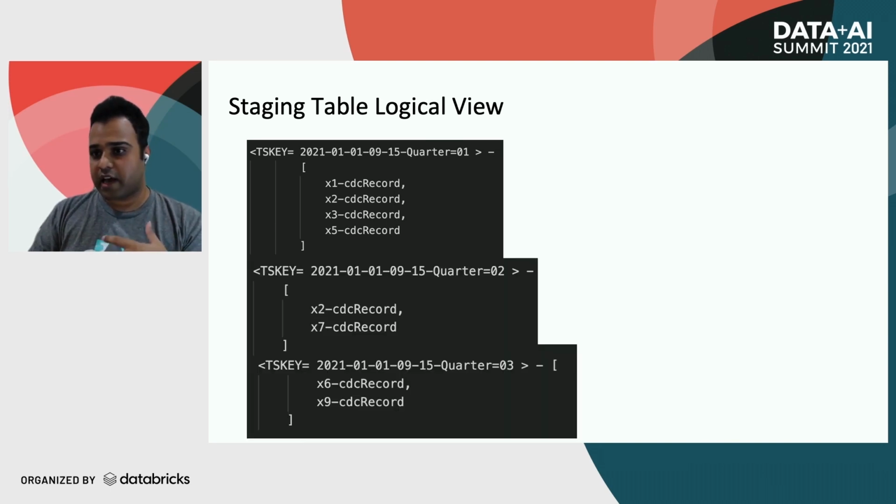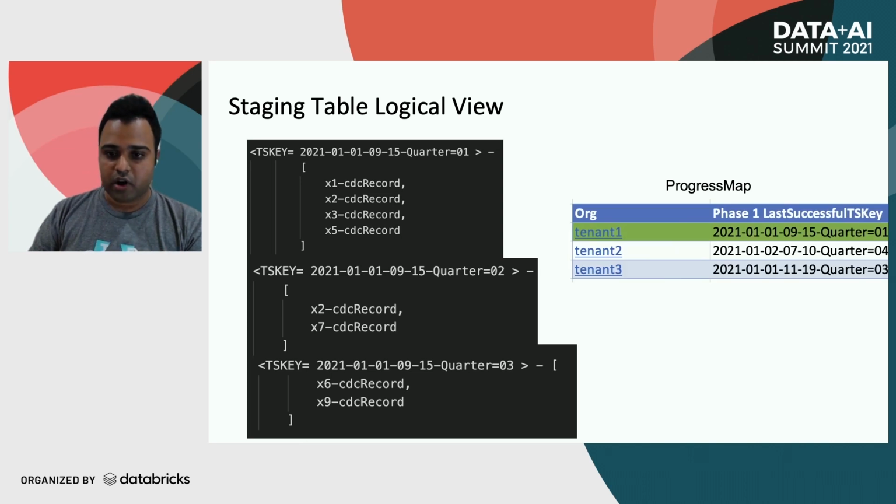So every hour would have at max 4 intervals. And we keep track of how much progress has been made by the staging tables through the progress map. So this tenant 1 has finished, say, quarter 1 at 9:15 PST or UTC, however you can look at it. So this gives you a logical view of how we are representing data in the staging table, because all the CDC records are partitioned in this fashion.